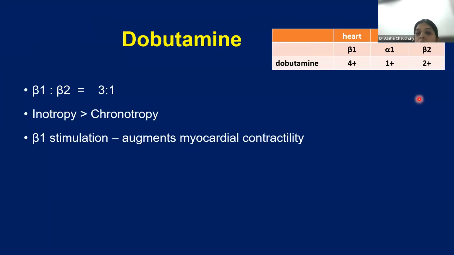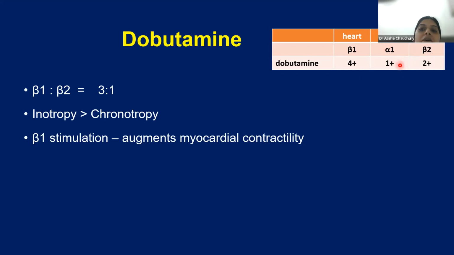Now coming to dobutamine. So now we are going towards the inotropes part. If you look at dobutamine, look at the action of dobutamine on beta 1 and beta 2. Very strong action on beta 1. As we know, beta 1 is in the heart, so increased inotropy and chronotropy. It has mild beta 2 and alpha 1 action, but the alpha 1 action is the weakest.